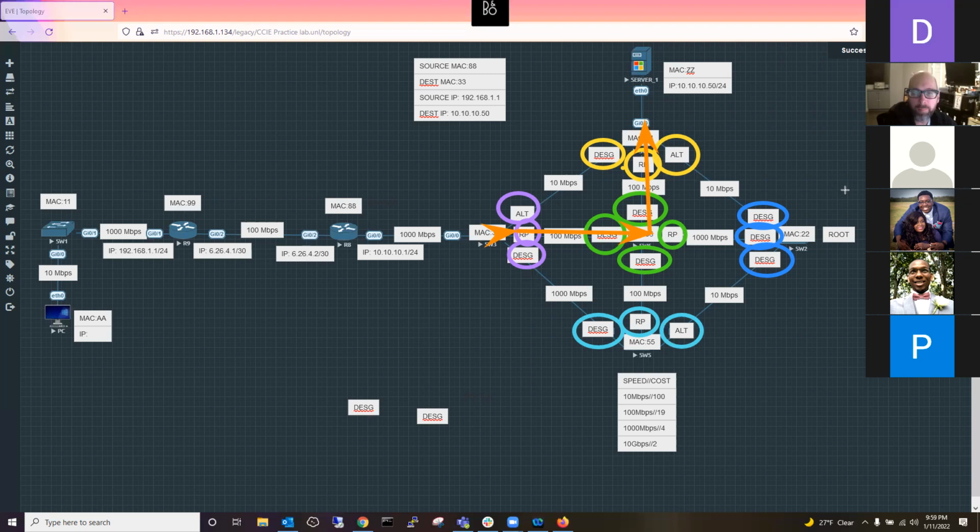What's going on is that we have the packet at switch 3. It's wanting to go to the IP address at server 1, but we're sticking to layer 2. So for me, I know it goes from switch 6 to 4.4, because if it went to root, it would get blocked at the 10.